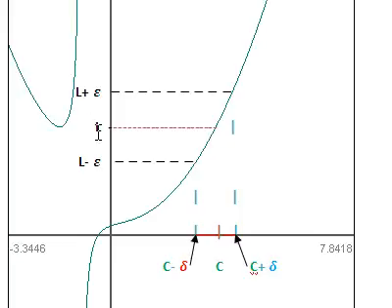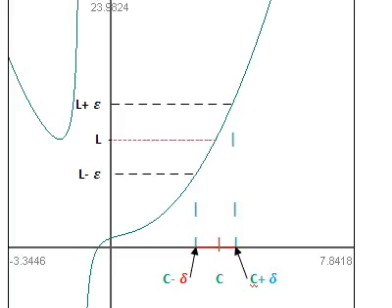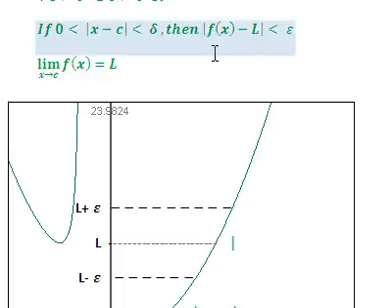This is the same thing when you unravel this piece here. You drop the absolute value bars and solve basically for f of x. You get f of x is going to be less than, you bring the L over, L plus epsilon, and f of x will be greater than L minus epsilon.